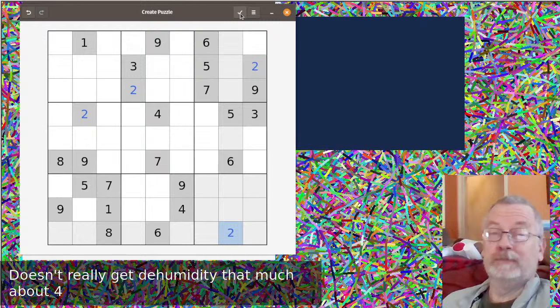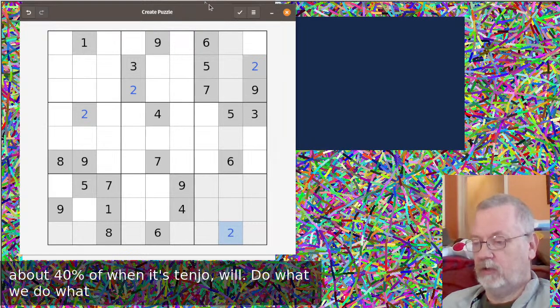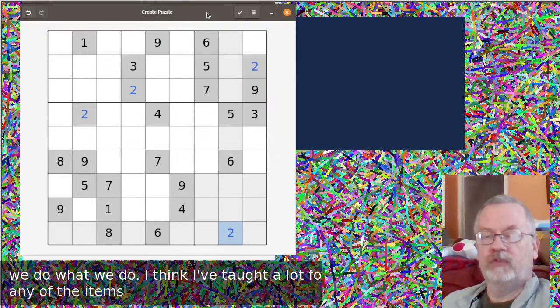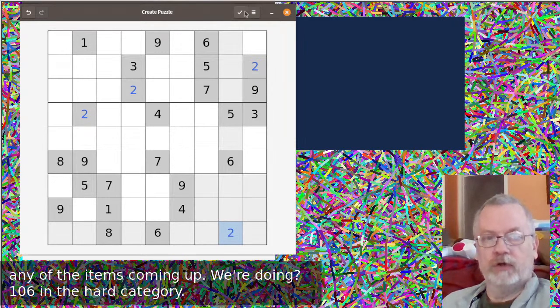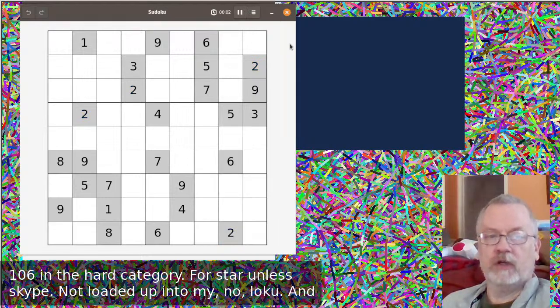In any case, I think I've talked long enough for any of the advertisements to come in. We're doing Sudoku puzzle number 106 in the hard category from SudokuStore on BlueSky. I've loaded it up into my free puzzle GNOME Sudoku game, and let's give it a test, verify that it's approved. It is, so the timer is running.